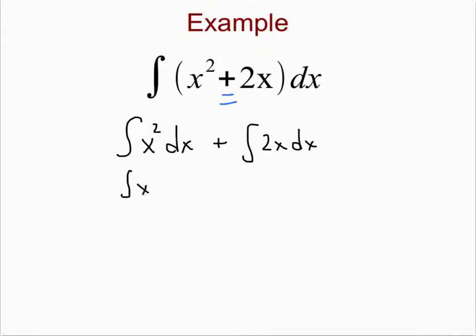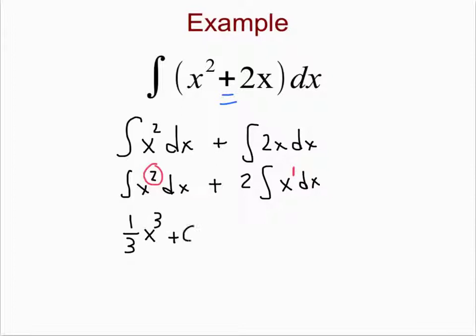Now I do want to show you one thing. I'm going to rewrite this again, and I'm going to factor that constant multiple out, that 2. Okay, so now this just simply becomes two power rules. Here n is 2, and here n is 1. So the antiderivative on the left here will be 1/3 x cubed plus some c, which I'll call c1, plus 2 times 1/2 x squared plus some c, which I'll call c2.